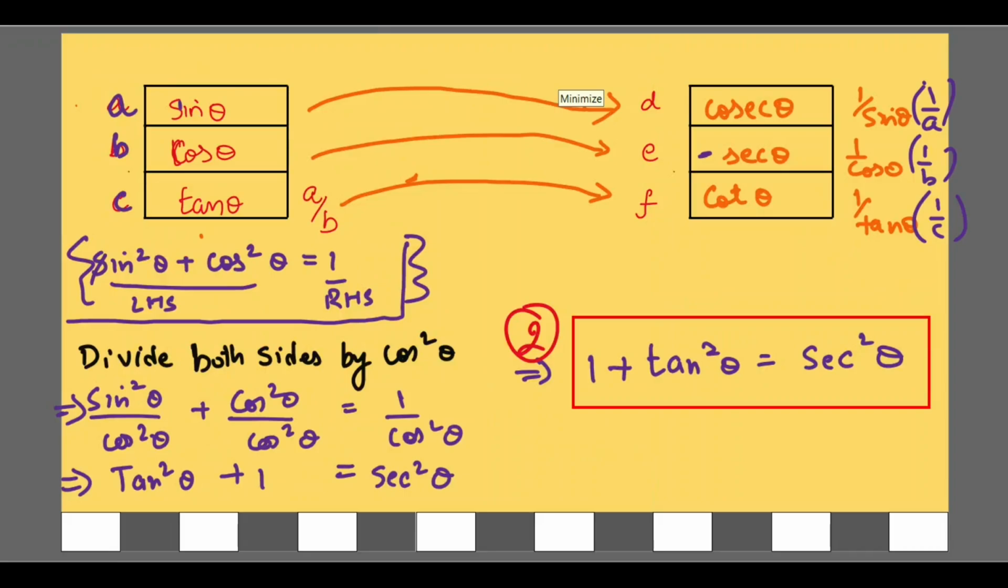And you can derive all other relations: tangent theta, which is sine divided by cosine theta, then cosecant theta, which is the inverse of sine theta, secant theta, which is the inverse of cos theta, and cotangent theta, which is the inverse of tan theta. You can derive anything and learn this.